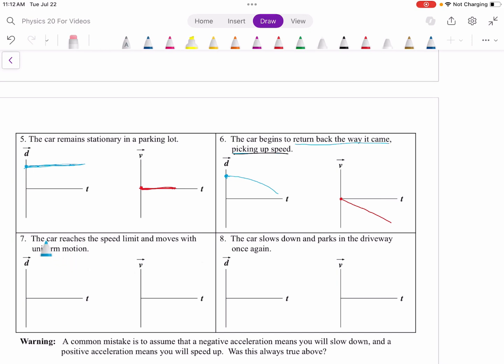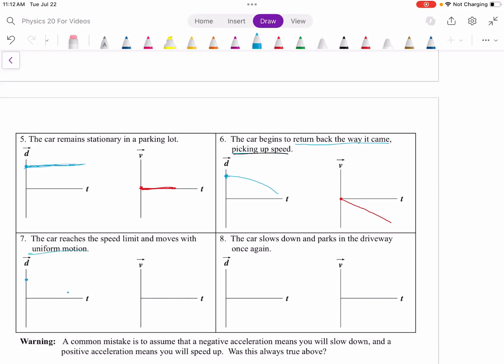All right, we're getting close to home. The car reaches the speed limit and moves with uniform motion. Okay, so again, the displacement is changing. We're not home yet though. It's not starting from 0, okay? We're getting closer to home, so we know we're gonna end up closer to 0 on the y-axis, okay?